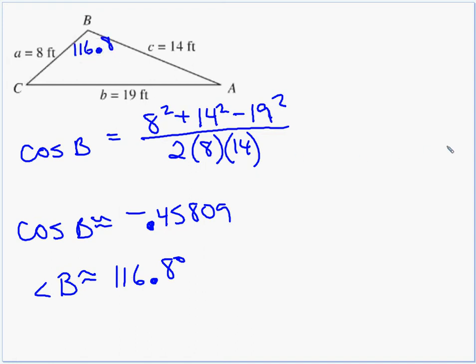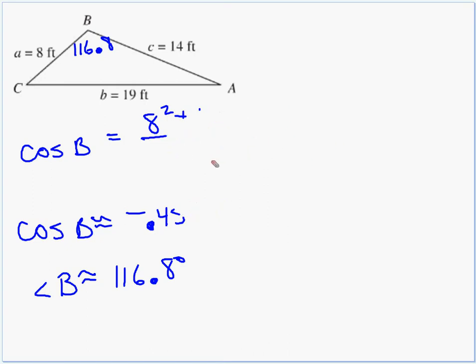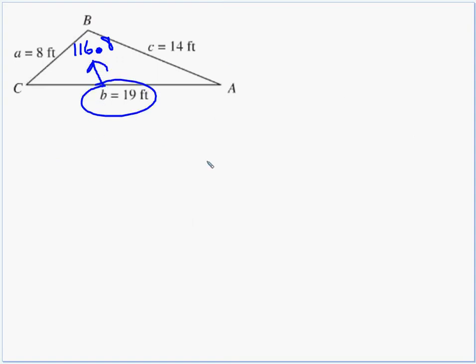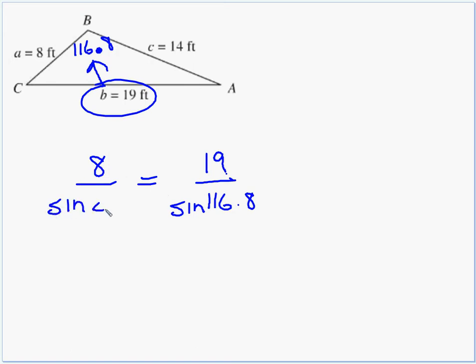Now we could, if we wanted to, use the law of cosines to set up to solve for angles A and C. Or now that we've got a side and the angle across from it, we can go back to the law of sines. So we could set up 19 divided by the sine of 116.8. We could solve for either of those. I think I'll go for angle A. So that would be equal to 8 over the sine of A.